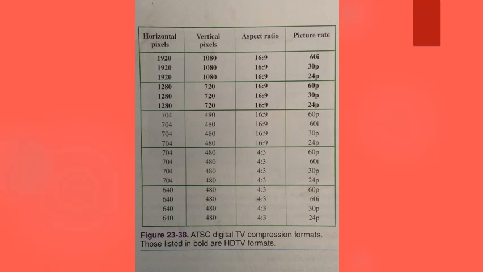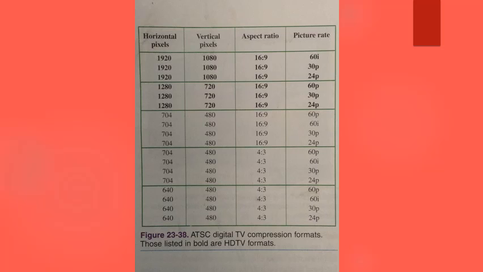The 16:9 is a widescreen aspect ratio similar to common movie theaters. The 4:3 aspect ratio is a standard television rectangle. The various factors of aspect ratio, frame rates, and scanning method combine to form the 18 different screen standards. Figure 23-38 lists the 18 ATSC digital TV compression formats.